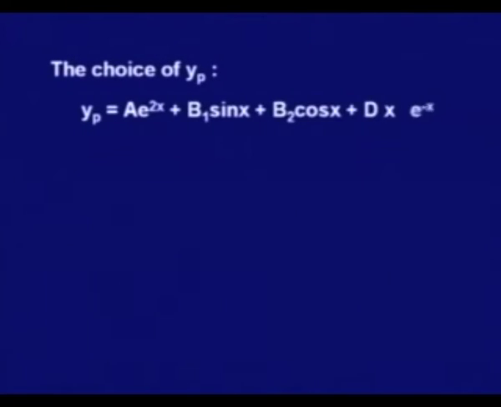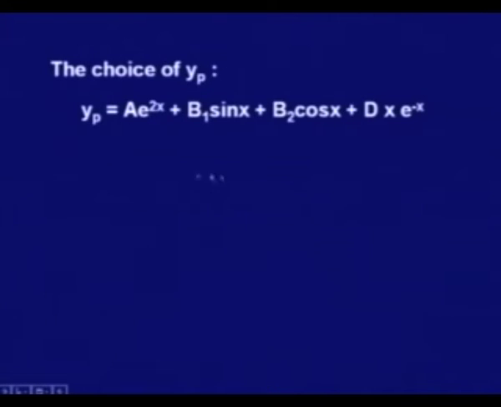The choice of yp would be a times e to the power 2x plus b1 sin x plus b2 cos x plus dx times e to the power minus x. Why I had chosen this: since e to the power minus x was already a solution, I have to modify it as x times e to the power minus x. So, here I had used the modification rule, and in this complete one I had used the sum rule. So, we have got this as the choice of yp.